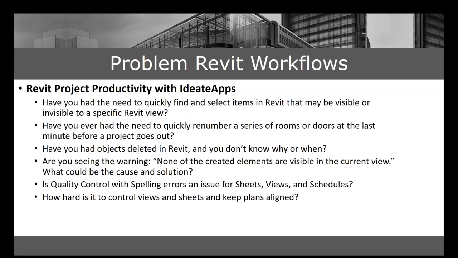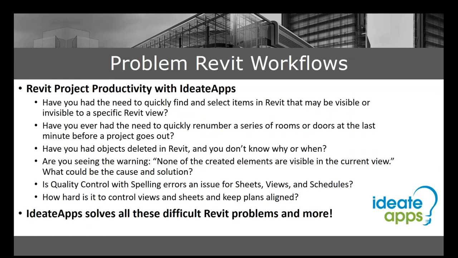And then the visibility of elements. Why doesn't an element display in a specific Revit view? That's a real problem that users have come to us and asked about, like, can you help us with that? And then, quality control for spelling is a big issue. And then also this whole kind of scenario of laying out views on sheets and duplicating sheets and keeping things aligned was another big problem.